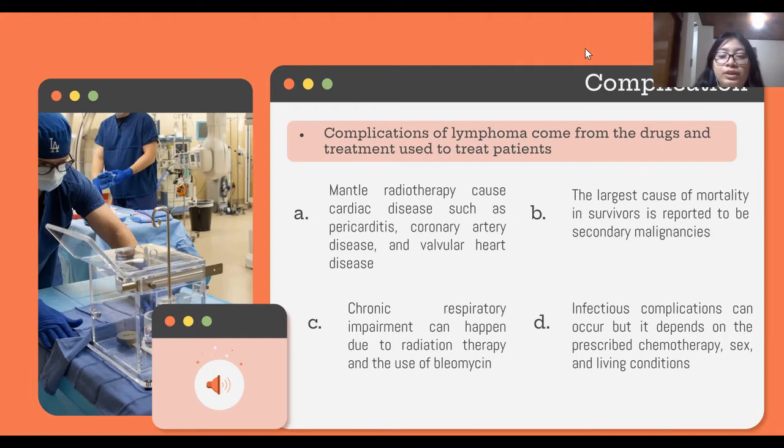Infectious complications can occur, but it depends on the prescribed chemotherapy, sex, and living conditions. Complications of non-Hodgkin's lymphoma may include febrile neutropenia, spinal cord or brain compression, and obstruction, also focal compression, depending on the location of the non-Hodgkin lymphoma.